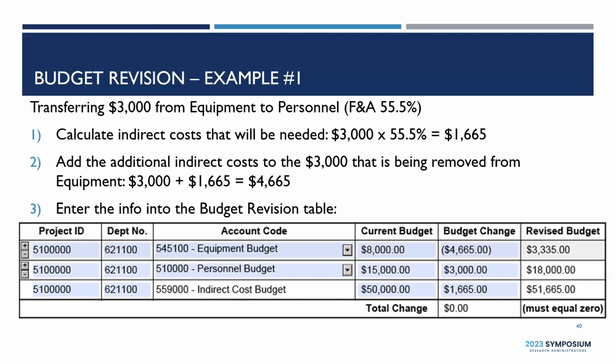So the first step for this sort of budget revision, you're going to want to calculate the indirect costs that will be needed in order to transfer these funds. So you're going to start with the $3,000 you're taking out of equipment, and then you're going to calculate the indirect costs that you'll also need. And that's where we get that $1,665 amount. Then whatever money you're taking out of that non-F&A account code, $3,000, you're going to add the indirect costs you'll also need to take into account. And that's what you're going to place in your budget revision. So you'll actually be moving $4,665 into personnel.